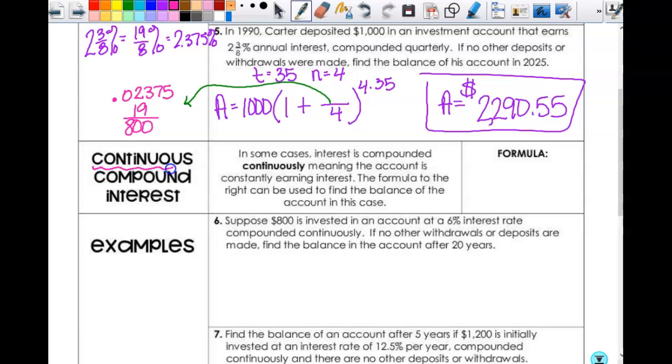All right, so continuous compound interest. Continuous makes you think you've got to do what? E. Good. All right, so in some cases, interest is compounded continuously. So let's watch a little video here about E. It's not a song. It's actually informative.